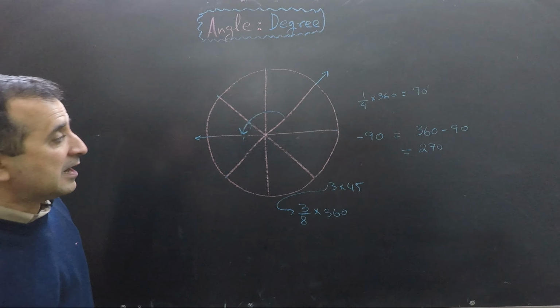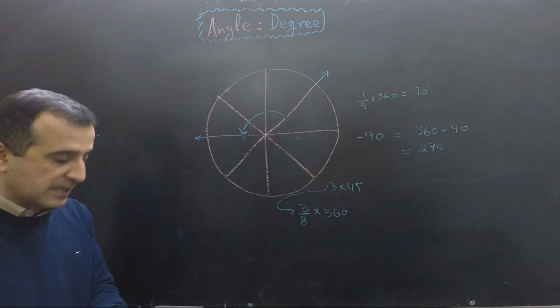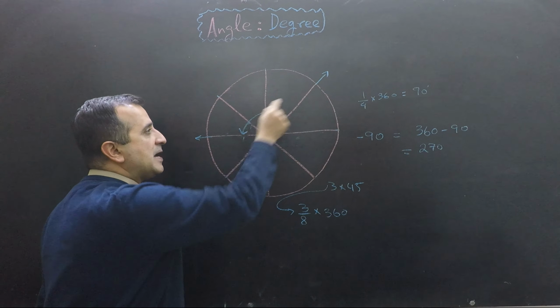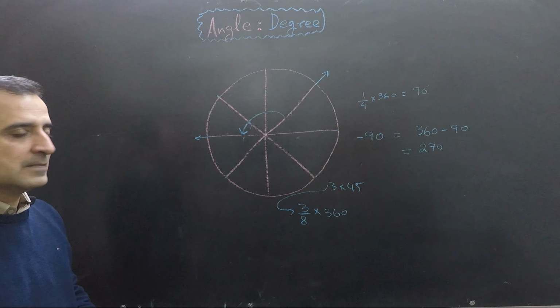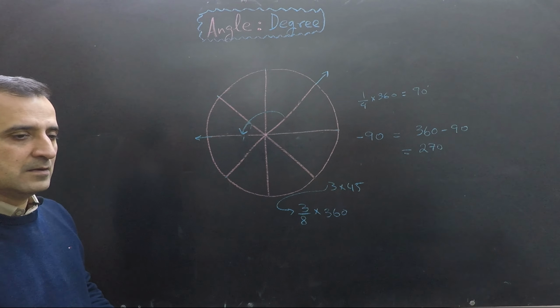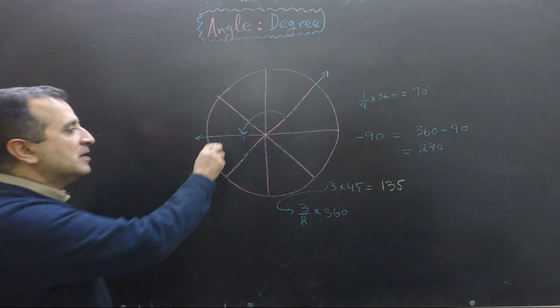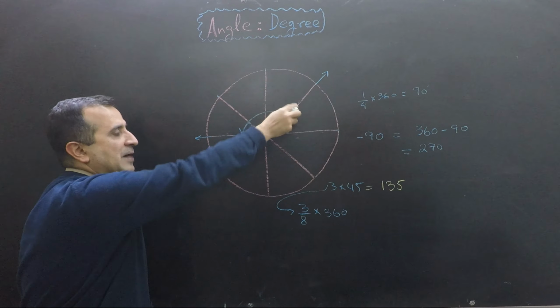So once again, I ask the question: what's the angle from ray B to ray A? How much was this? 135. Minus 135. Are you sure it's 135? Yes, it's 135. So what's the angle from here to here? Here to here, it's minus 135.